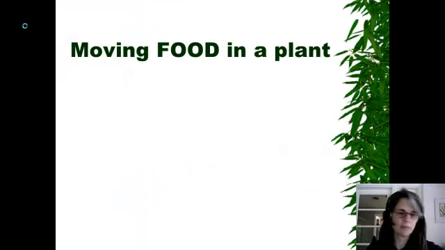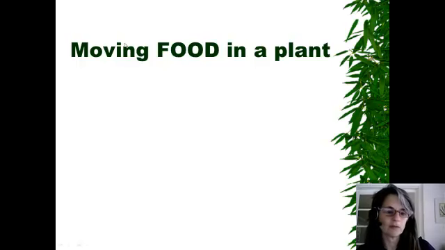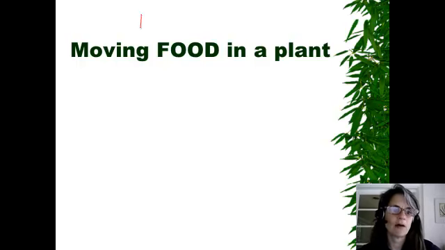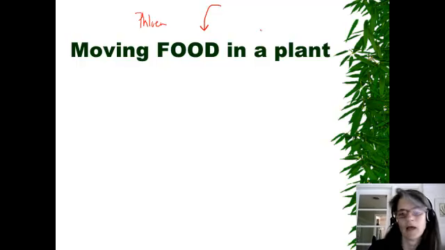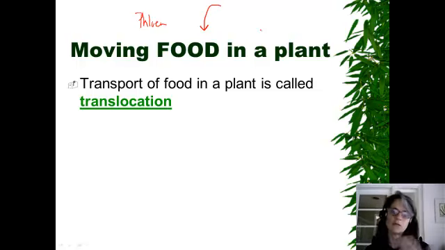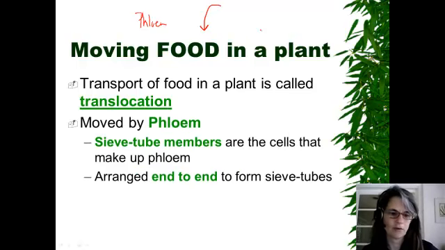Okay, so let's pick up here. Please remember we are talking about phloem now. We talked about how xylem works when we talked about transpiration. Now we're talking about phloem and the movement of sugar from the leaves down to the roots, traditionally. Moving food in a plant is called translocation. This term has popped up in different contexts. In this context, we're talking about moving large amounts of food from the leaves to the roots, moved by phloem.